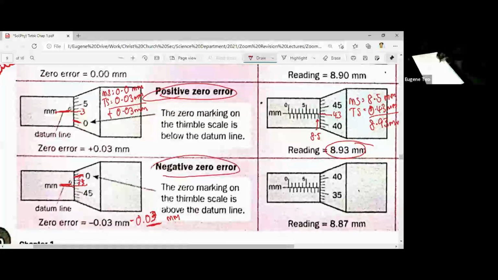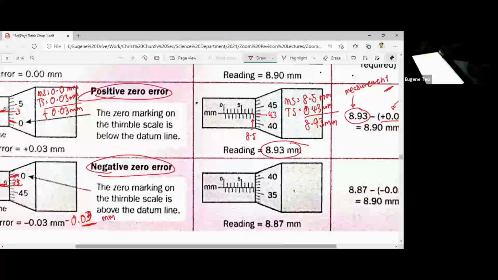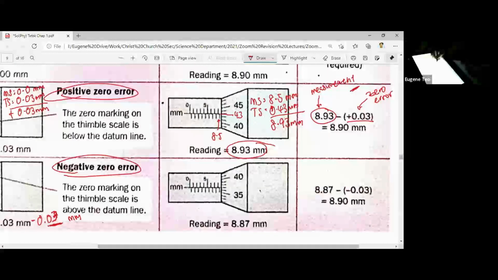So this is a negative zero error because the zero marking on the thimble scale is above the datum line. We realize that because you have to count backwards, it's 0.03, so it's a negative 0.03 mm negative zero error. In terms of the reading here, let's practice again.